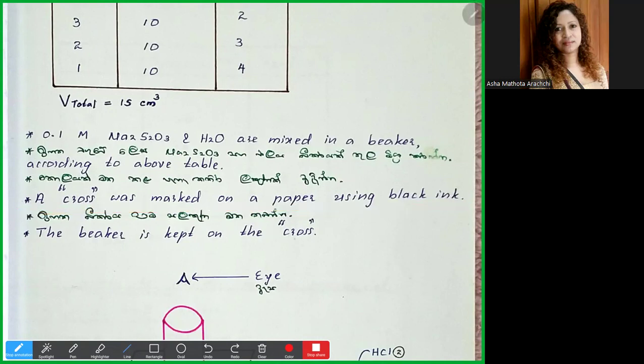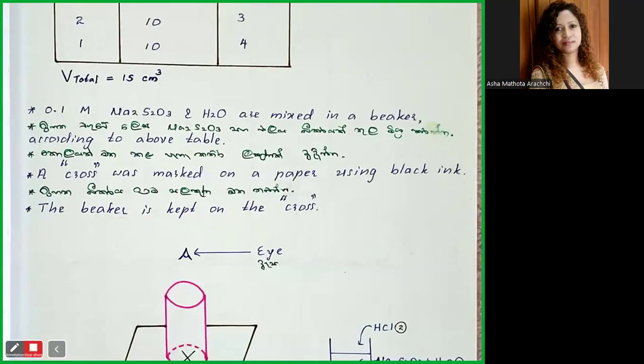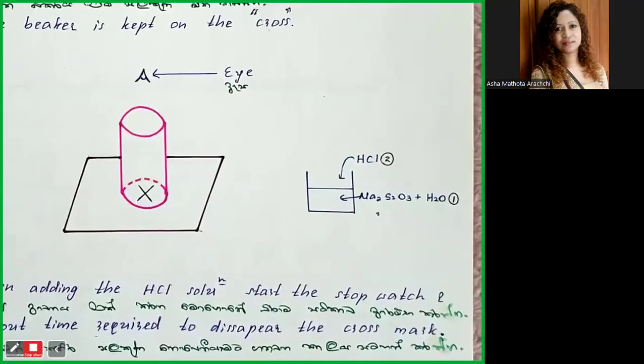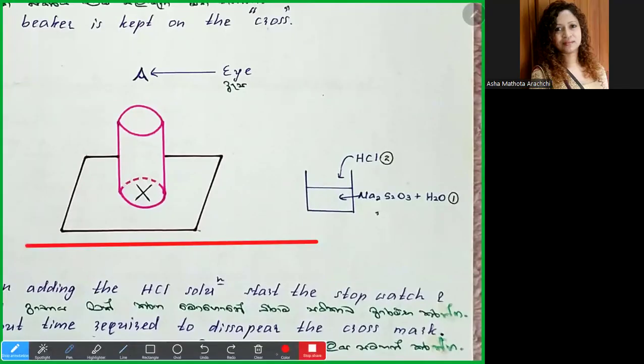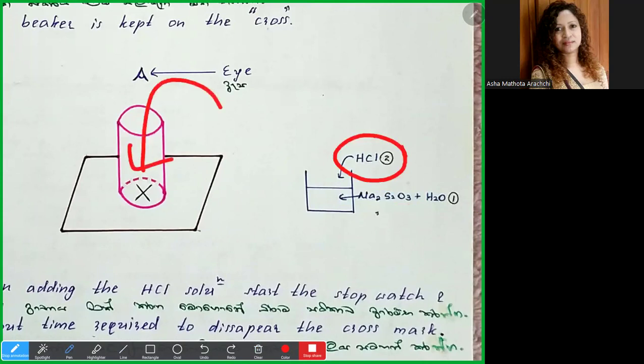Next point. The beaker is kept on the cross. Okay, this is how you are doing it. Firstly, you are adding sodium thiosulfate to that. While you are turning on the stopwatch, you are adding HCl. Then you are checking here until the cross disappears.